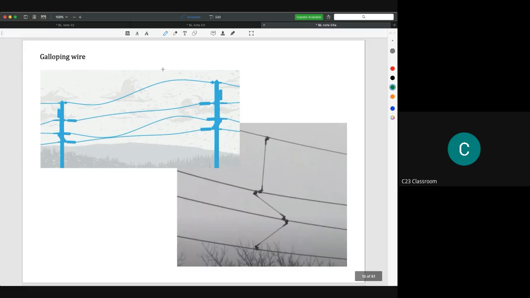So this is the galloping wire. Why does it happen? Because the wire has a cross section like this one. For example, it might be around 1 centimeter or 2 centimeters. So this might be the real scale of a 2 or 3 centimeter wire.